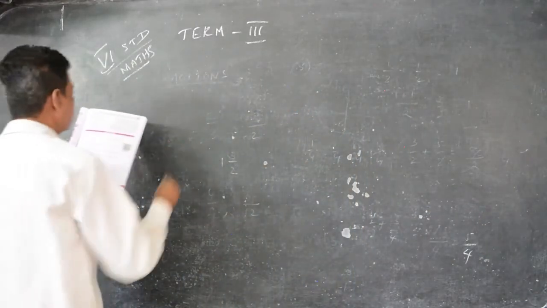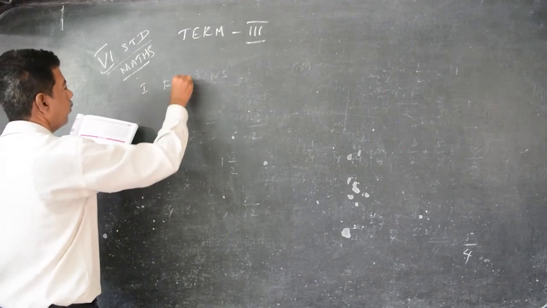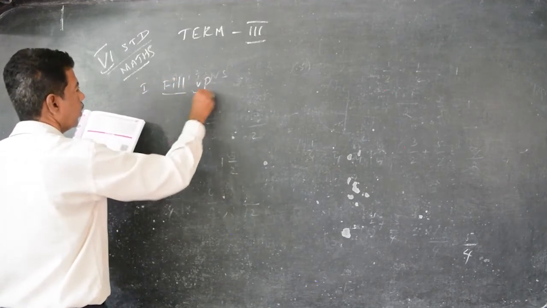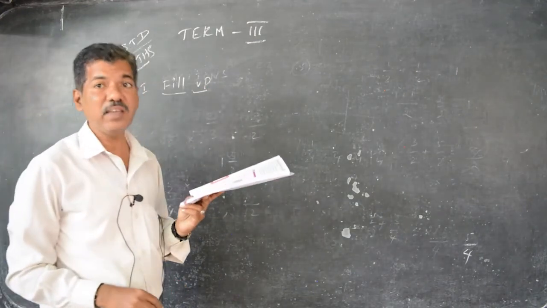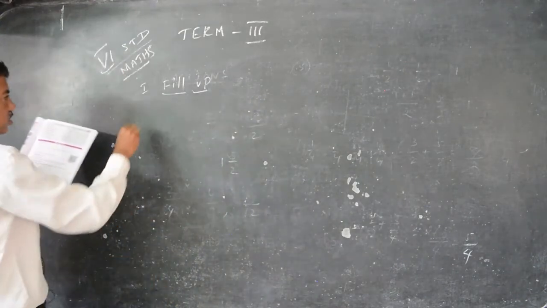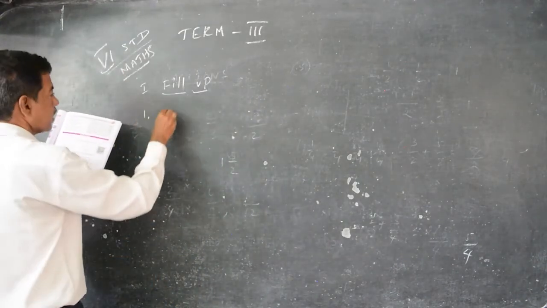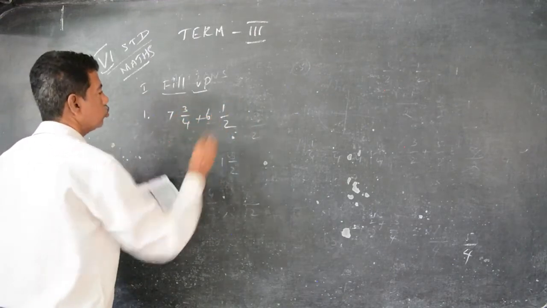So first one, fill up. Roman letter 1, fill up. Okay, so those who have the textbook, keep it. Page number 19. And I'll write one by one as the answer. First one, 7 3 by 4 plus 6 1 by 2.